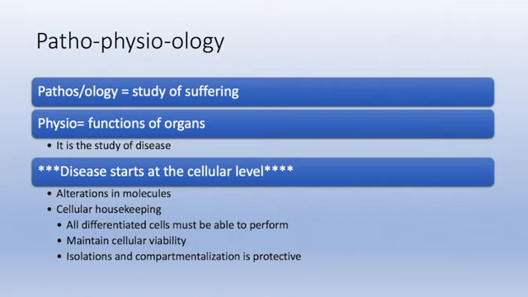We have isolations and compartmentalization, which is protective. As we go through cellular biology tonight, we're going to be looking at each organelle and how it is supposed to be behaving within the cell, and then when we see a breakdown in those organelles, then we get disease, and we'll talk about that moving forward throughout the whole course.